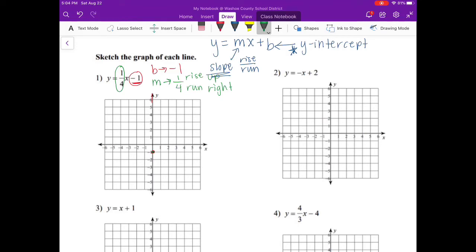So starting from here, from my y-intercept, I'm going to go up 1 and right 4. You can do one more, up 1, right 4. You can also go in the opposite direction to make sure that you are getting that line. And then you can connect your dots.